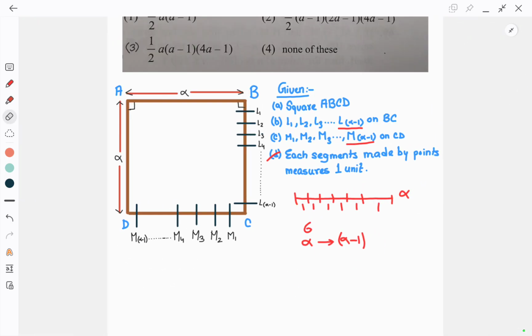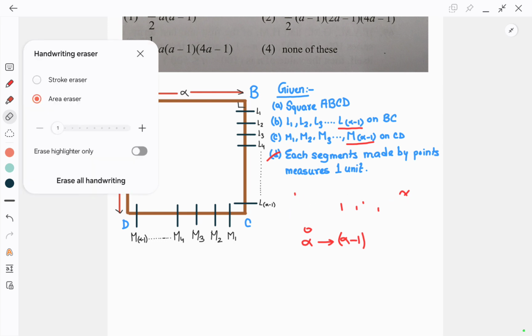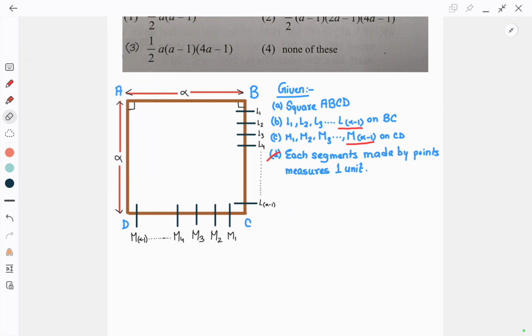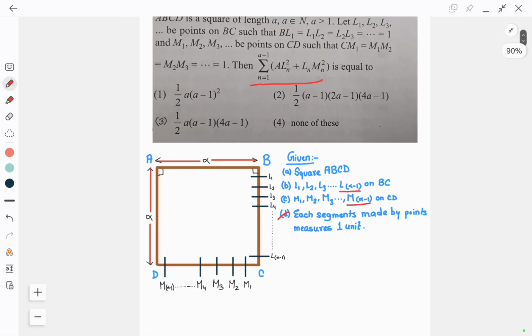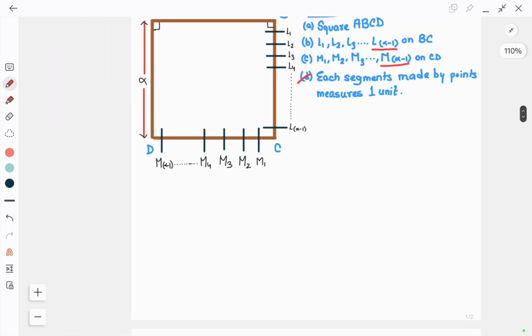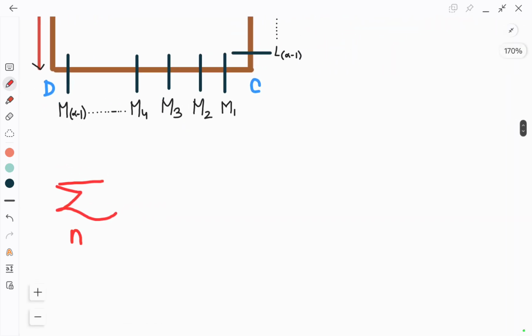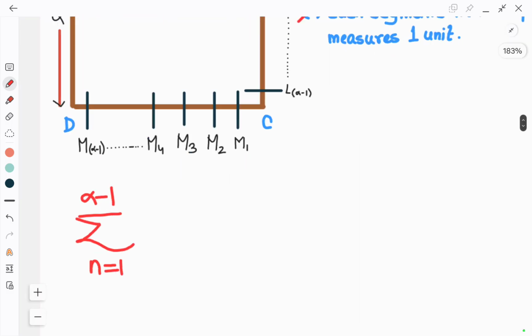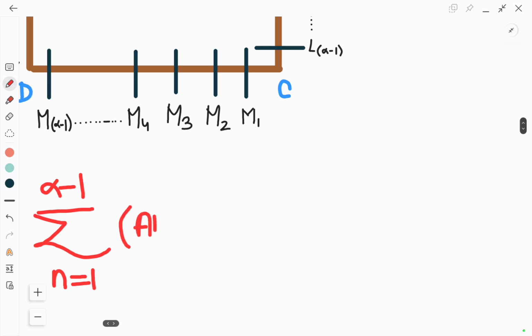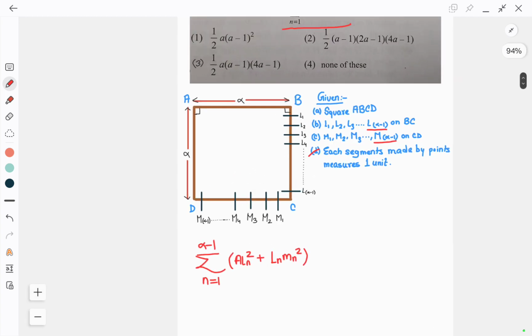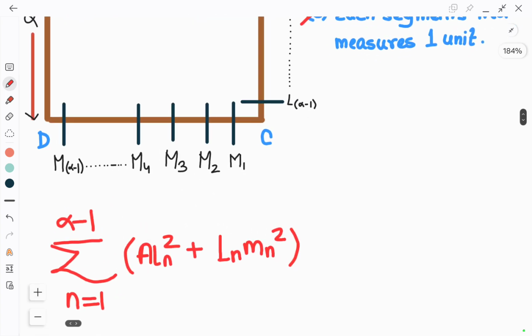So now let us write the expression given in the question. It is given sigma from n equals 1 to alpha minus 1, and inside of it we get ALn whole square plus LnMn whole square. This one only? Yes. So let us now think of it.